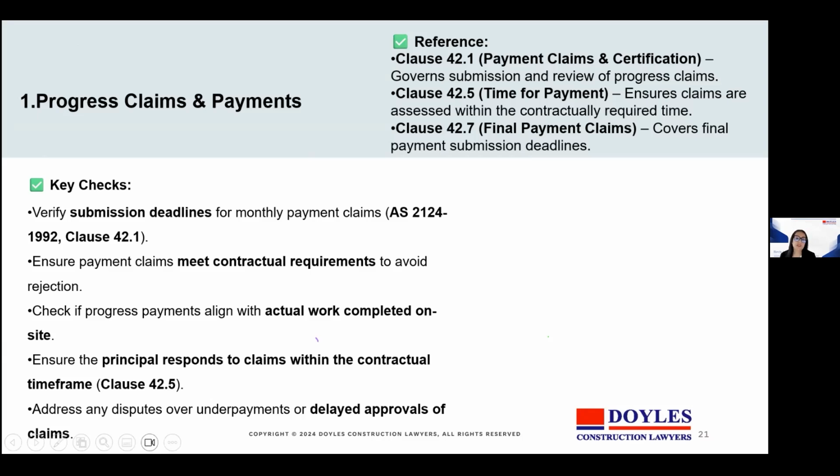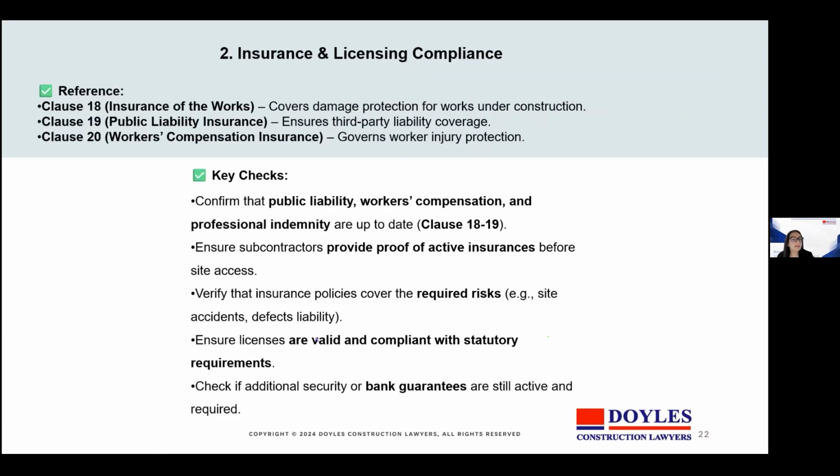So moving on to insurance and licensing compliance. Compliance isn't static. Subcontractor insurance failures frequently expose head contractors, we find. And so to minimise and mitigate any risk associated with that, confirm that public liability, workers' compensation and professional indemnity are up to date. Ensure your subcontractors provide proof of active insurance before you give them site access.